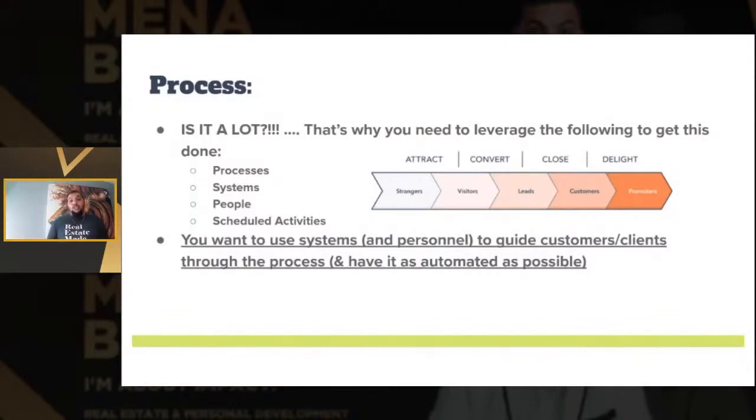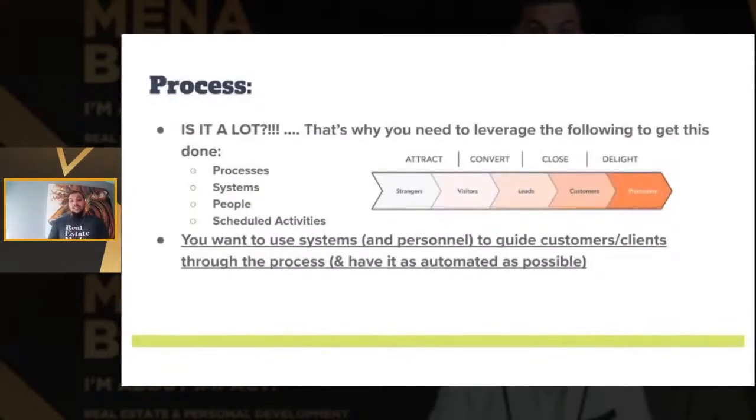How I like to look at it is that you want to use systems and personnel, staff, to guide customers through a process and have it as automated as possible. So again, you have your values, your vision, your goals, the things that you want to get done. Now how do I get these things done? I need to draw out a process. Then within my process, I implement systems to guide people through that process. And I have staff that also help guide people through the process. So the idea is to have a process and then have systems and personnel or staff, and that could be maybe just you for now, or you could have a big team depending on your situation. The process with the systems and the staff guides your clients or your prospects through the process, and you want to have it as automated as possible. That way things get done without you necessarily having to do it yourself.